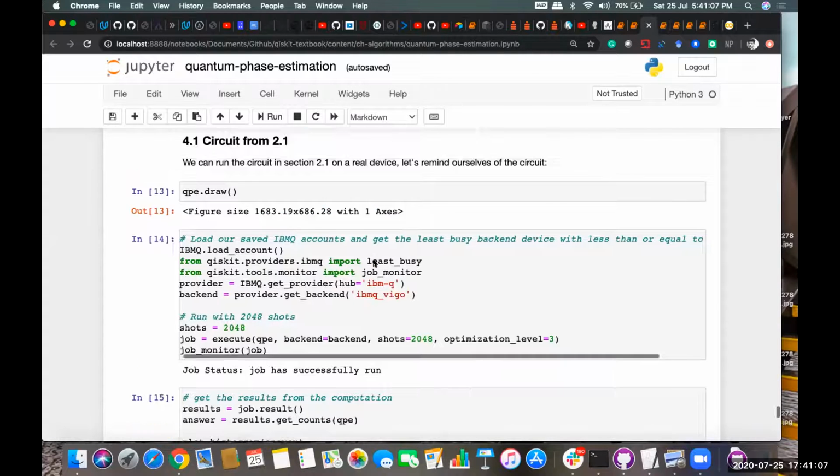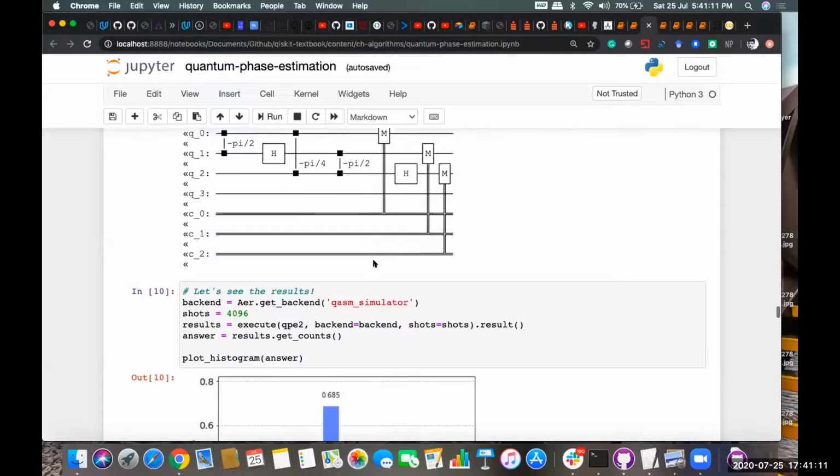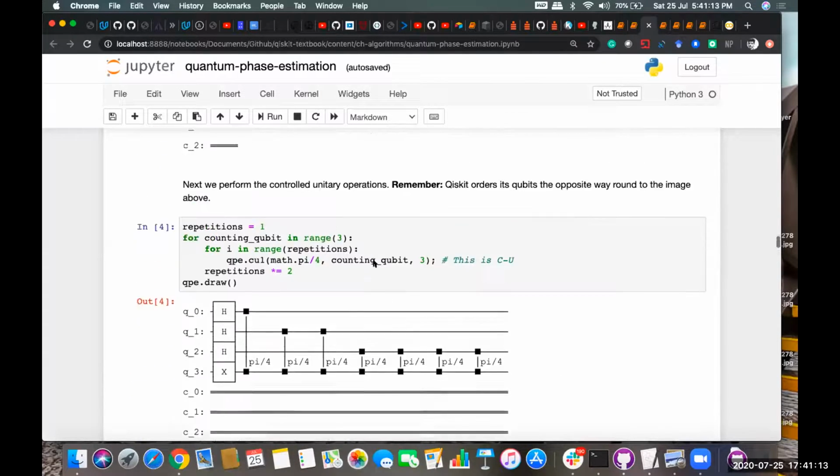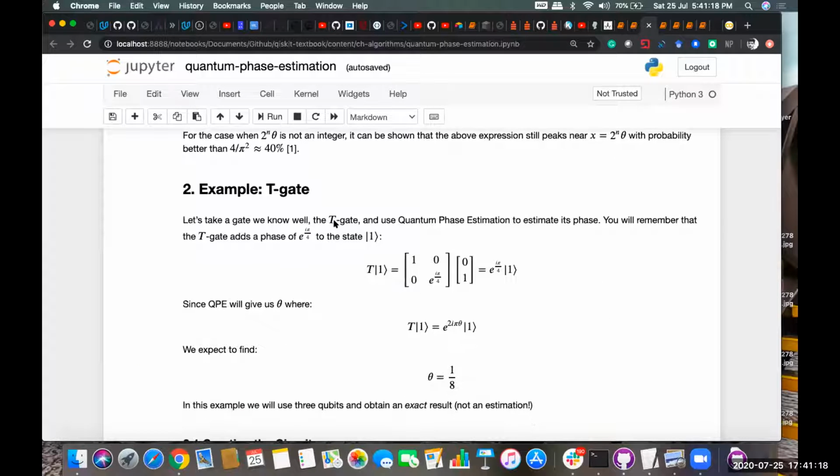Okay, fine. So for the first question, I will take you to the T gate first. Yeah. So the T gate is one of the gates available.